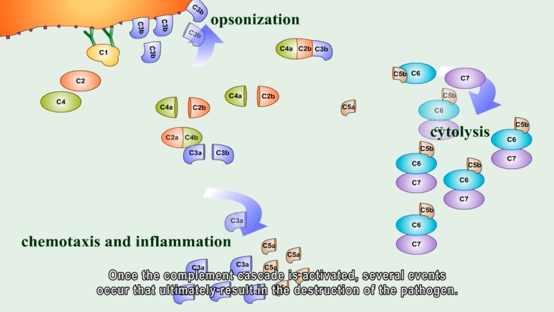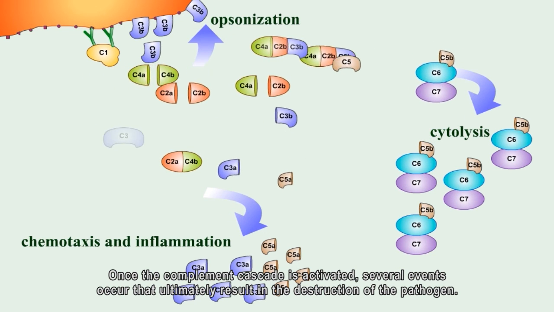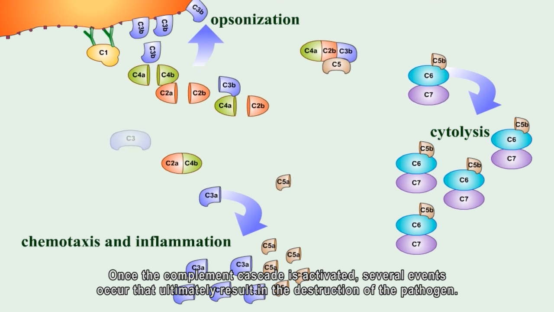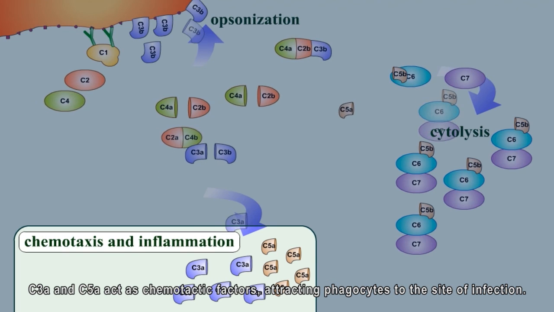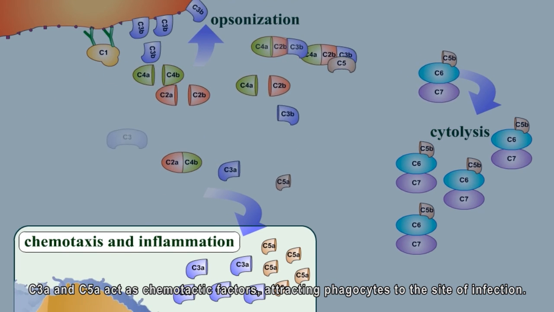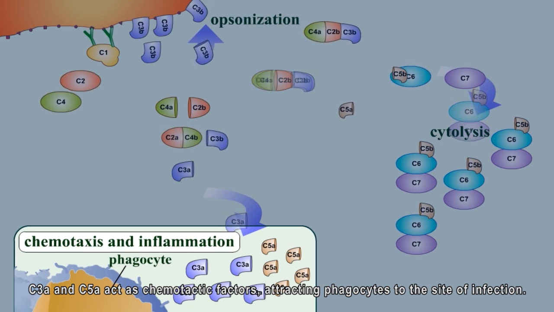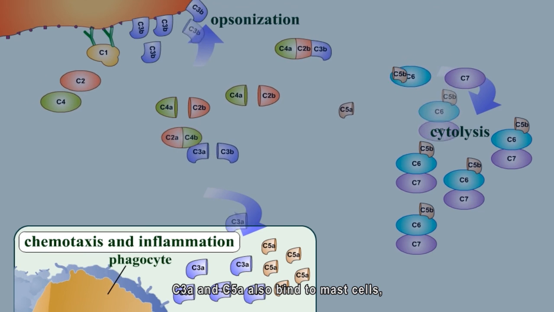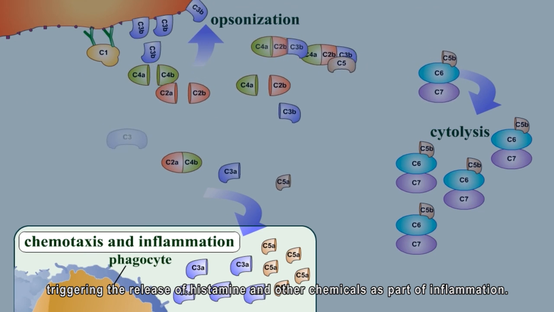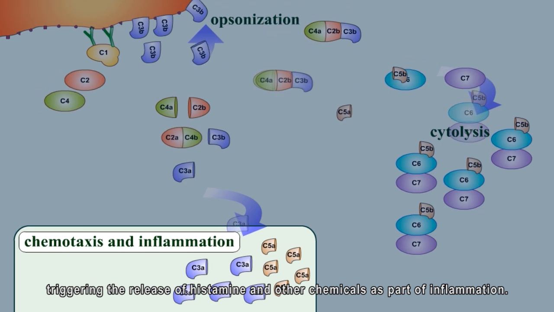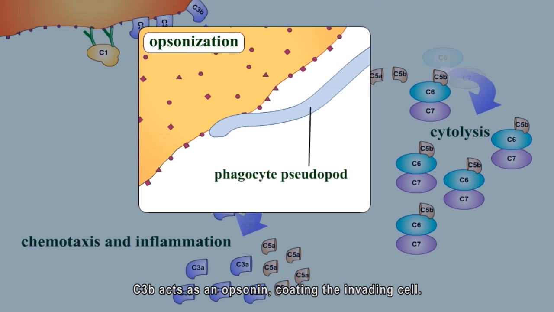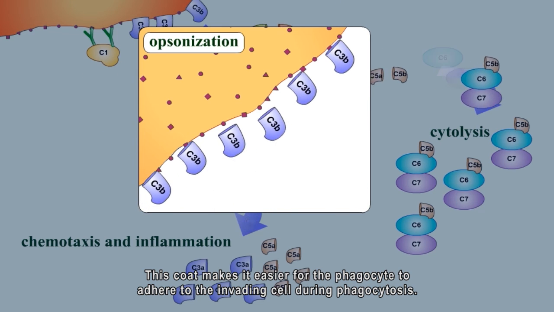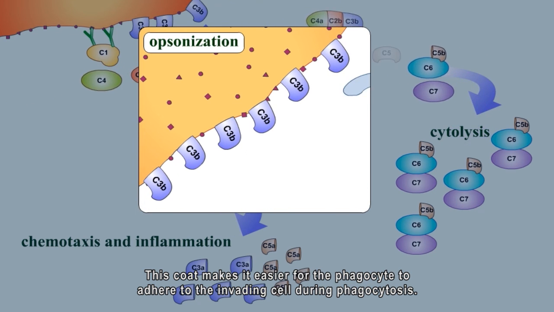Once the complement cascade is activated, several events occur that ultimately result in the destruction of the pathogen. C3A and C5A act as chemotactic factors, attracting phagocytes to the site of infection. C3A and C5A also bind to mast cells, triggering the release of histamine and other chemicals as part of inflammation. C3b acts as an opsonin, coating the invading cell. This coat makes it easier for the phagocyte to adhere to the invading cell during phagocytosis.